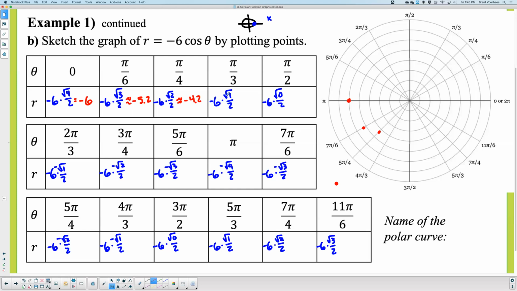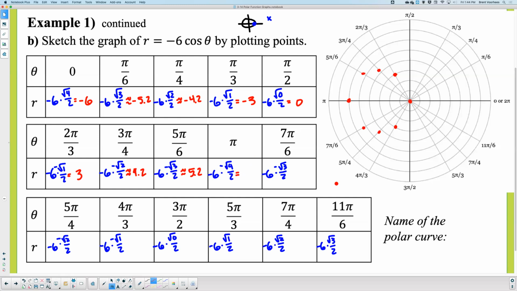What's -6 divided by 2? Ignore the multiplying by 1. What's -6 divided by 2? -3. So at pi over 3, we go 3 circles away from it. 1, 2, 3. It should be right there. This value is going to be a 0. This value is going to become a +3. 1, 2, 3. This one is going to be +4.2. The two negatives cancel each other out. And this one's going to become positive 5.2.